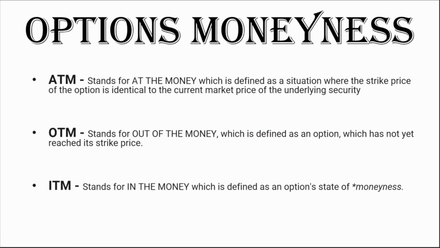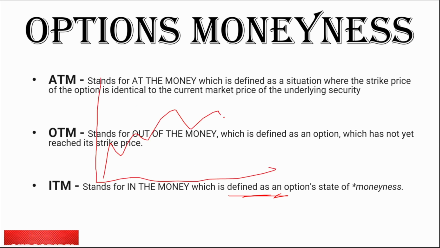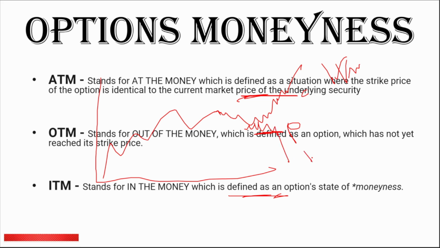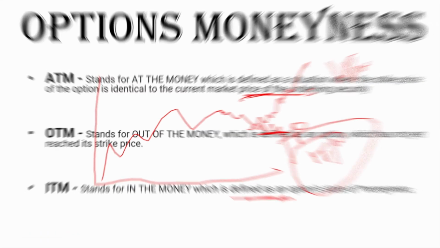ITM stands for in the money, which is defined as an option state of moneyness. Like before, I gave an example for you guys of the put and the call option. Let's say we bought a call option here and we bought a put option here. In this case, if at the expiration date the stock price is trading above our call option, this option will be trading in the money. Or if the stock drops and trades below our long put option, this option will also be trading in the money.